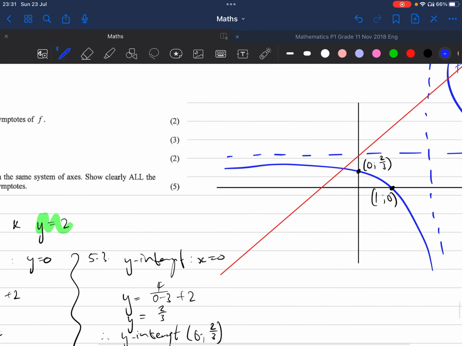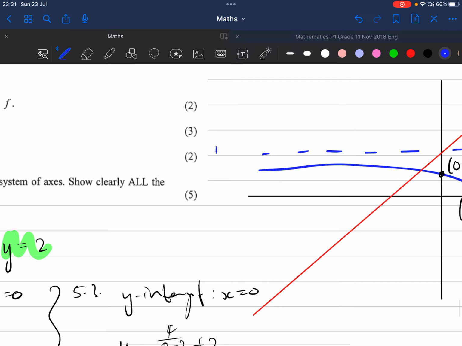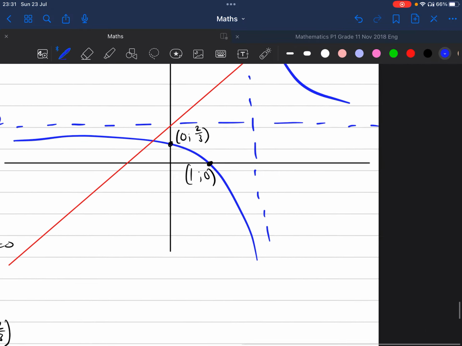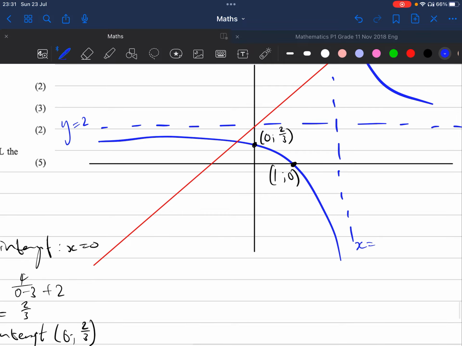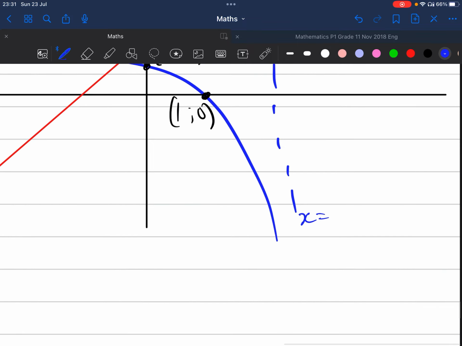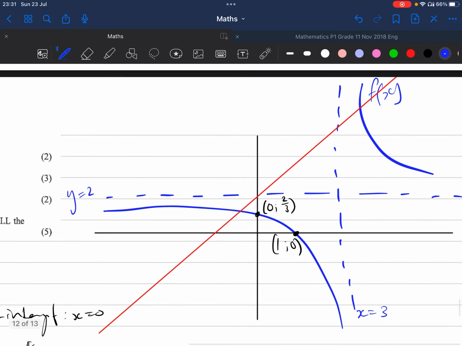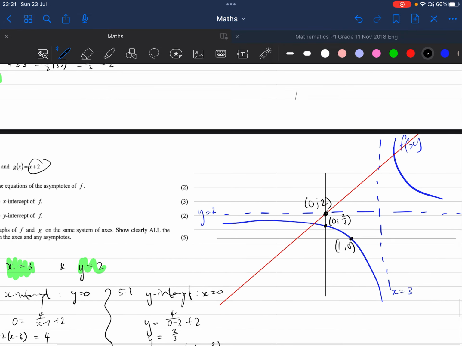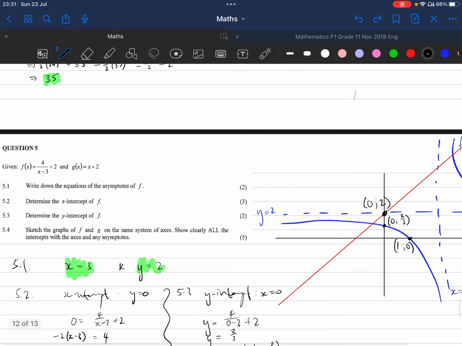Now, another thing that you should keep in mind is you might just label these asymptotes. So this was y equals 2, and this one was x equals 3. Okay, and let's put in this point here as well for the y-intercept of this. It's just (0, 2). Okay, and how did I get 2? Because that's the shift there.